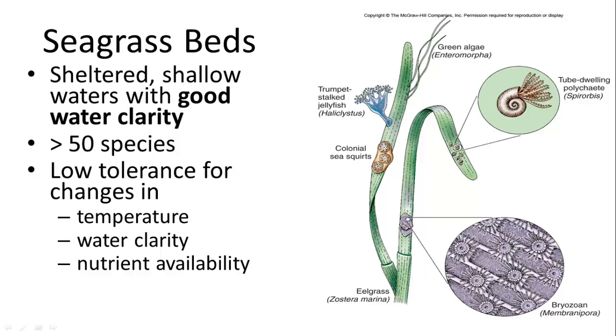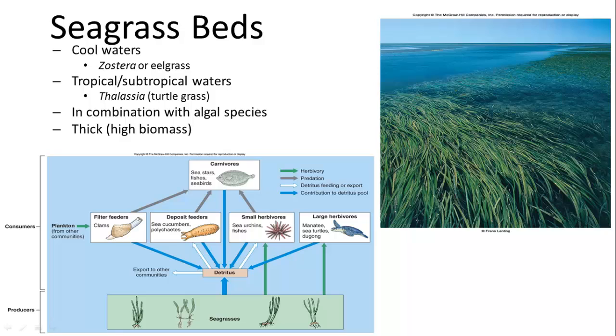Alright, seagrass beds are found in sheltered shallow waters with good water quality, which is kind of hard to find. So generally these are away from estuaries where you have an increase in sediment from freshwater rivers. There are up to 50 different types of seagrasses, but we have some that are dominant. They have a low tolerance for changes in temperature, water clarity, and nutrient availability, so the conditions have to be just right.